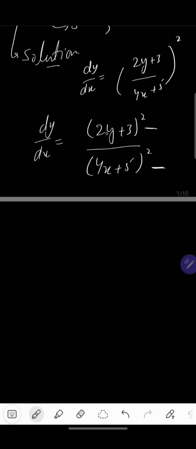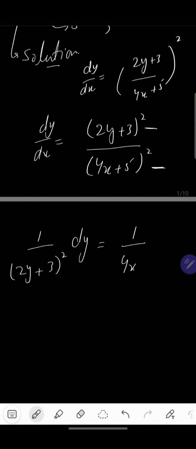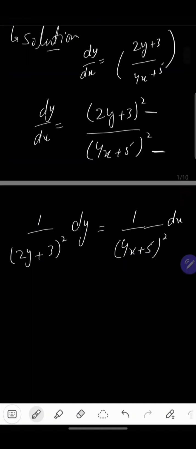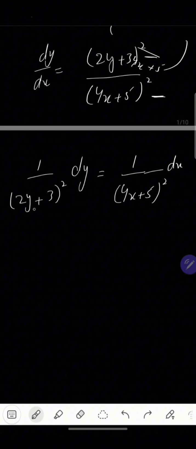We will shift the (2y plus 3) term to the left side of the equality, and we will shift the dx from the left side to the right side. In the next step, we will get 1 divided by (2y plus 3) whole square dy is equal to 1 divided by (4x plus 5) whole square dx.